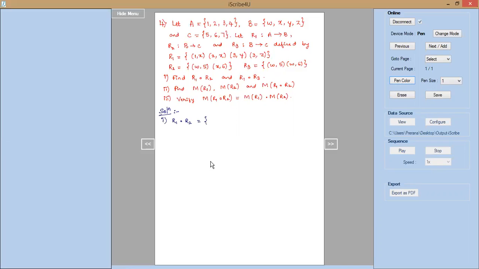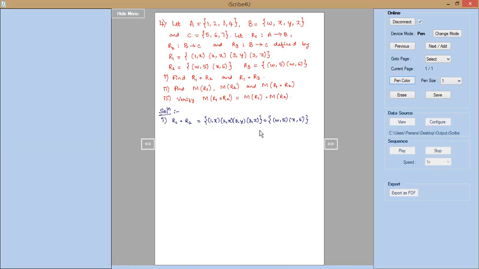So we will write down what is R1: (1, x), (2, x), (3, y), (3, z). Composition R2 is (w, 5), (x, 6). So we will start one by one. This is (1, x). Here we have (x, 6). Composition of two relations we are trying to do. So (1, x) composition (x, 6). (a, b) belongs to R1, (b, c) belongs to R2, then (a, c) belongs to R1 composition R2. That's the basic definition for composition of two relations.